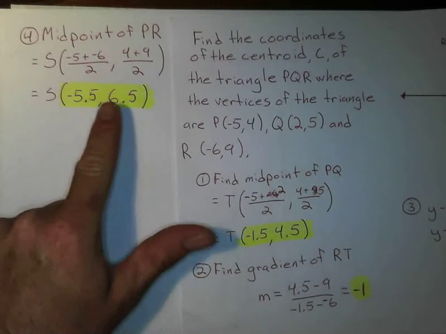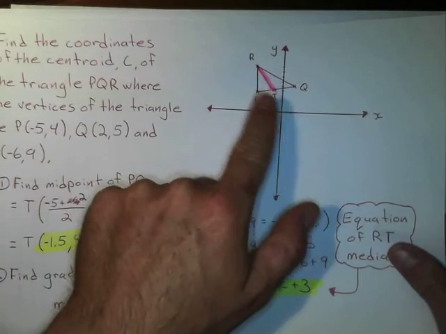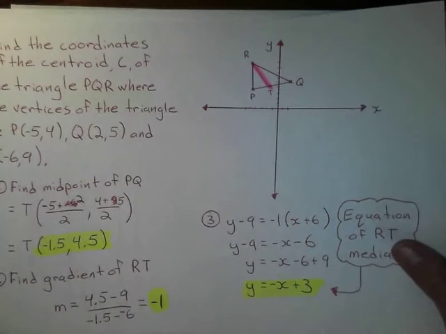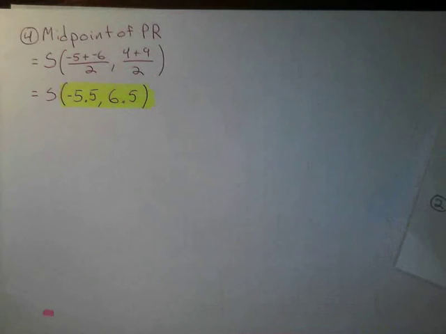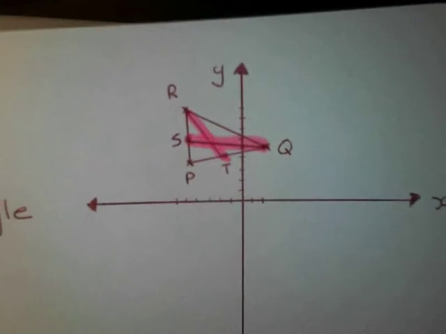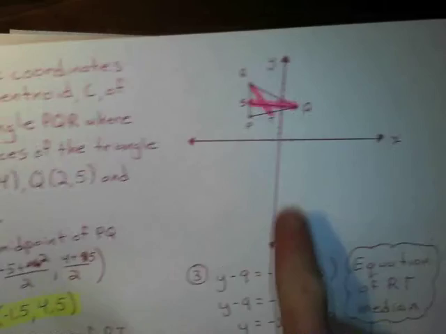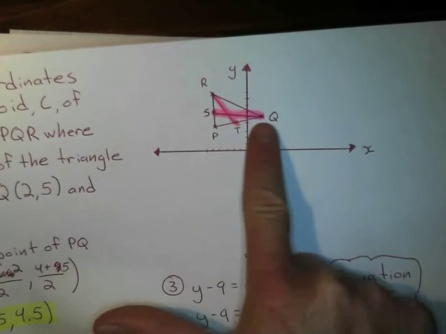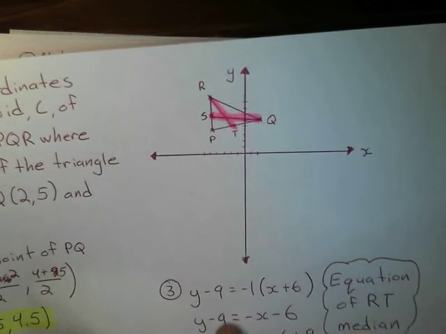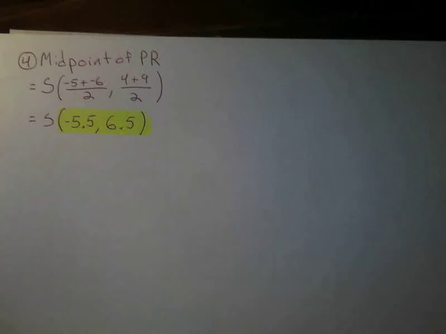So, gradient. Here we go. The coordinates I use to find the gradient of QS are, of course, S and Q, and I've got the change in Y coordinates over the change in X coordinates. And I get a gradient of -1/5. And that does make sense because that is a negative gradient slightly going down. Now, what's next? Got to find the equation, not of RT, but of QS. So let's get that going.